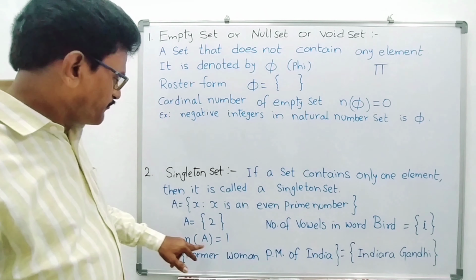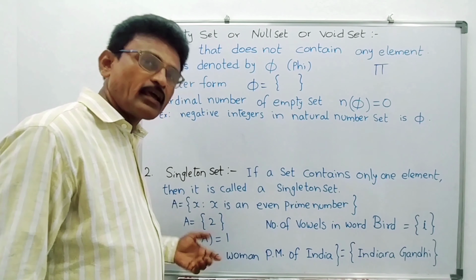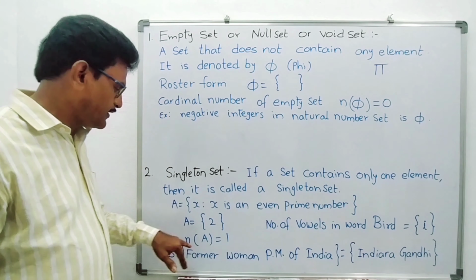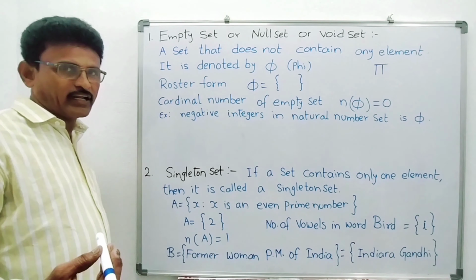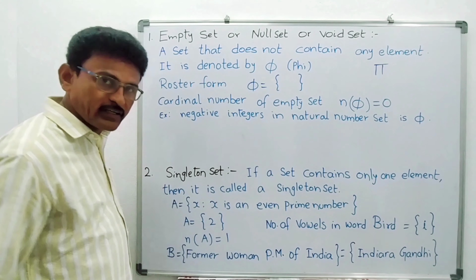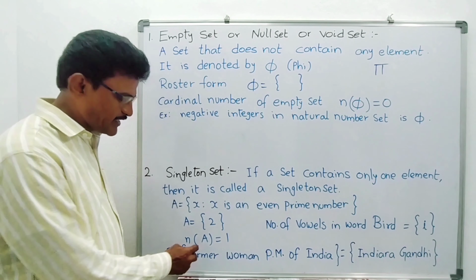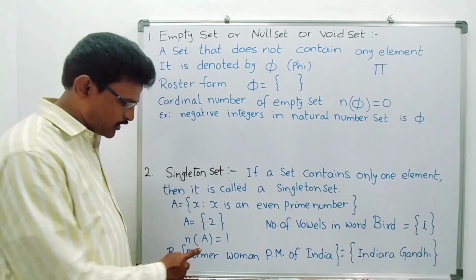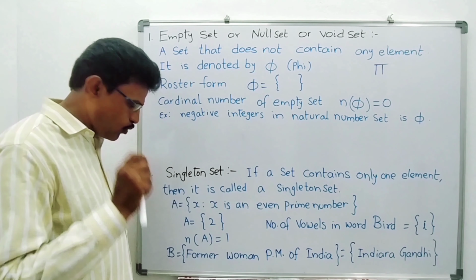So n of A equal to 1. Again, what is n of A? The cardinal number of set A. How many elements are there? Only one element. So we can mention n of A is 1, meaning set A contains only one element. In A, there is only one element.